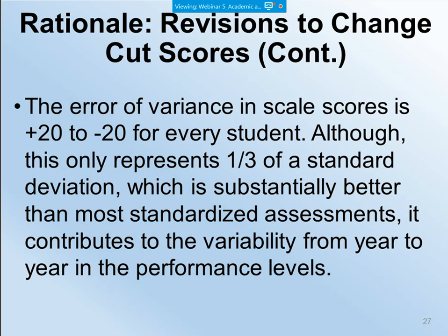The error of variance in the scale scores is +20 to -20 for every student. So although this only represents 1/3 of a standard deviation, which is still substantially better than most standardized assessments, it contributes to the variability that we have from year to year in the performance levels.